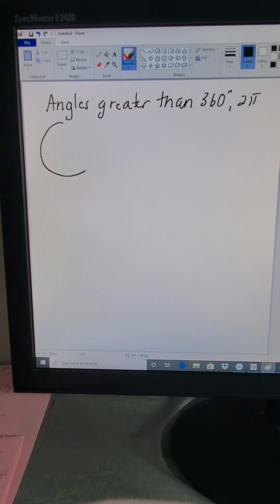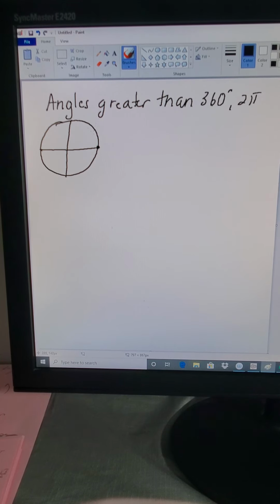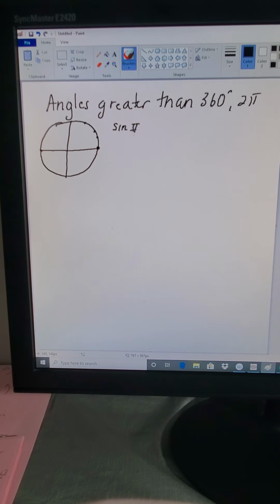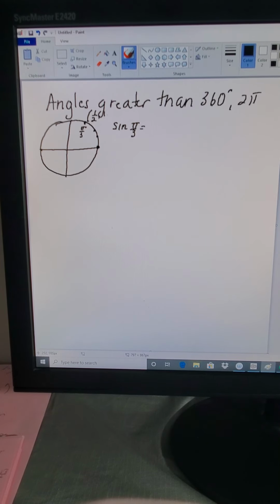The unit circle gives exact values for any angle between 0 and 2 pi, or 0 and 360 degrees. So for example, let's say I asked you for the sine of pi over 3. That's easy. We go to pi over 3, which would be up here, and that is a half and root 3 over 2. Sine is always y. The answer is root 3 over 2.